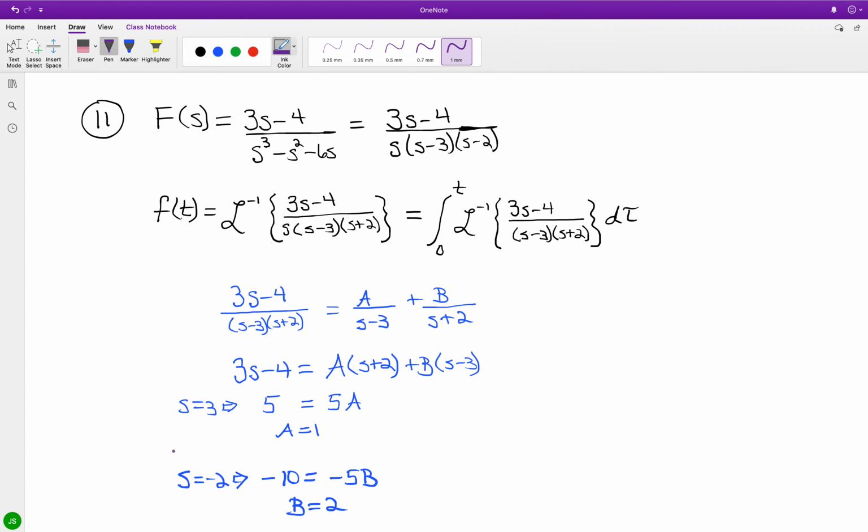All right, for number 11, okay, we have f of s is equal to 3s minus 4 all over s cubed minus s squared minus 6s. And if I factor out the letter s, the greatest common factor, I have 3s minus 4 all over s, and then factoring the second order trinomial, we have the quantity of s minus 3, and this will be times the quantity of s plus 2.